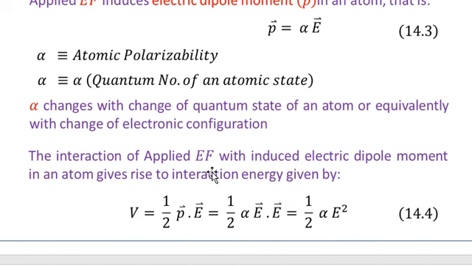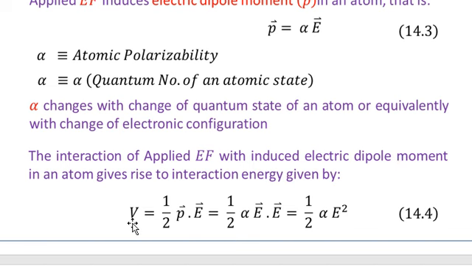The interaction of the applied electric field with the induced electric dipole moment in an atom gives rise to an interaction energy. When we apply an external electric field E to the atom, there is an induced electric dipole moment P, and there will also be an interaction between the electric dipole moment P and the electric field. And so the interaction energy is stored in an atom, which is given by equation number 4.